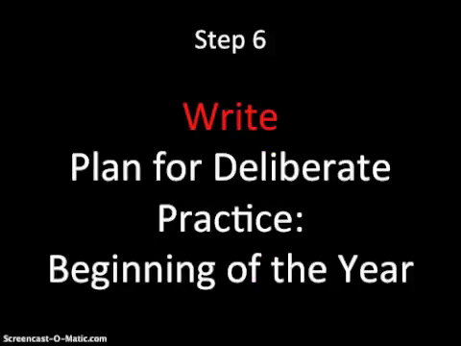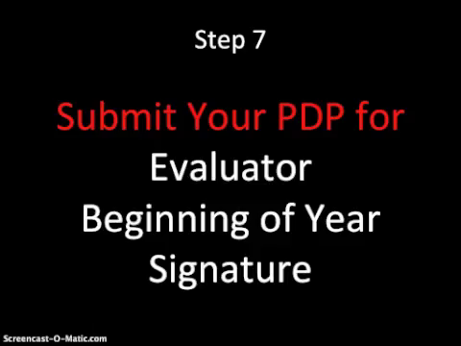Step 6. You must begin by writing your plan for deliberate practice. There are a set of questions that you will answer there, and that will be discussed in another video. Once you complete your plan for deliberate practice write-up, you need to submit it so that your evaluator can read it and sign off on it, approving your plan. The evaluator is unable to do this until you have submitted your PDP to your evaluator.